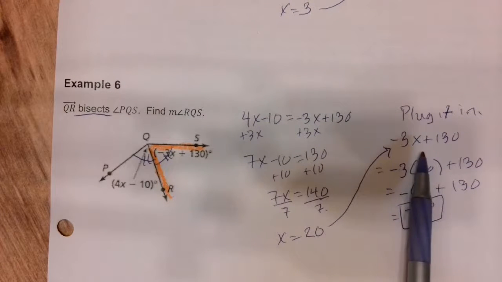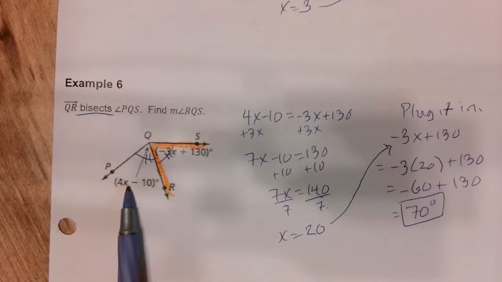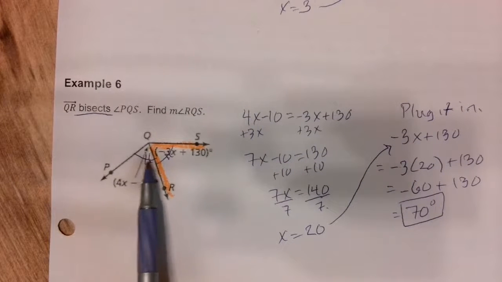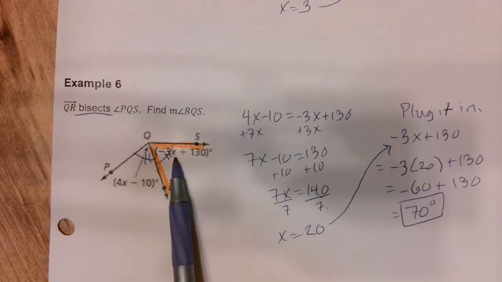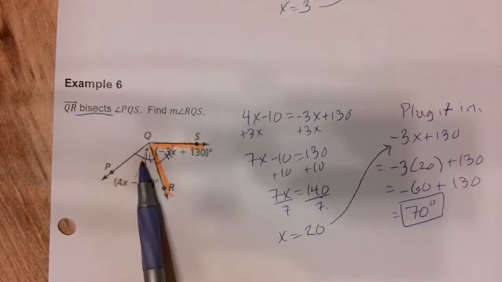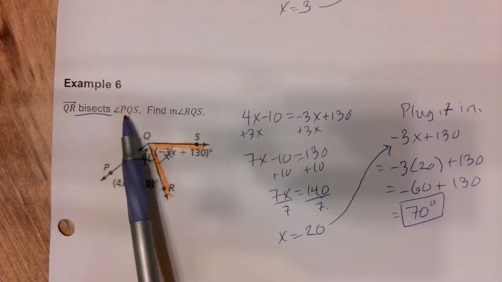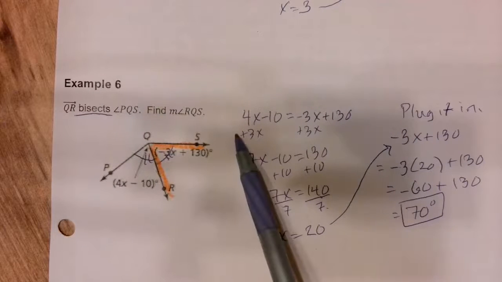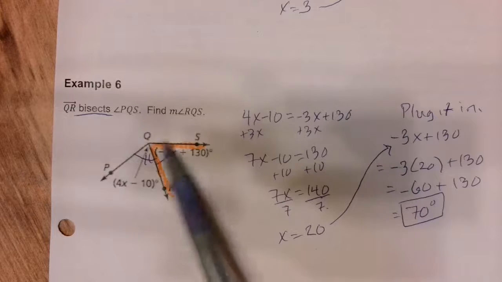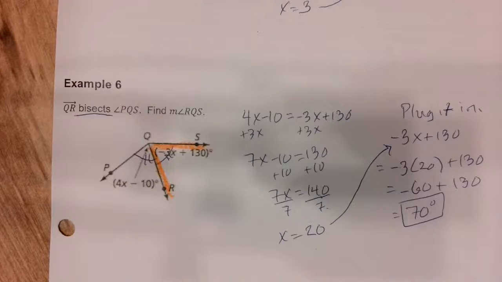Now, I plugged it into negative 3x plus 130. You could have also plugged it into 4x minus 10 because we know that they should give you the same answer. So if this is a 70 degree angle, this one is also a 70 degree angle. What if I wanted you to find the measure of angle PQS of the whole thing? If I wanted the whole angle, you would need to do 70 plus 70 to get 140.